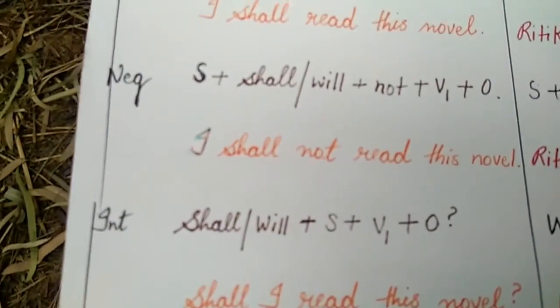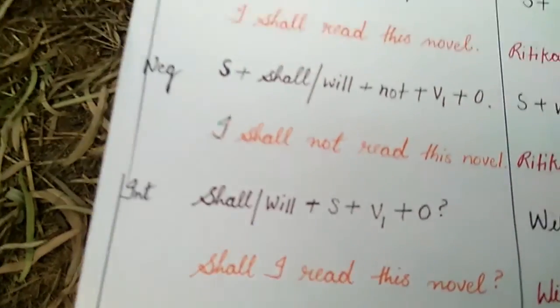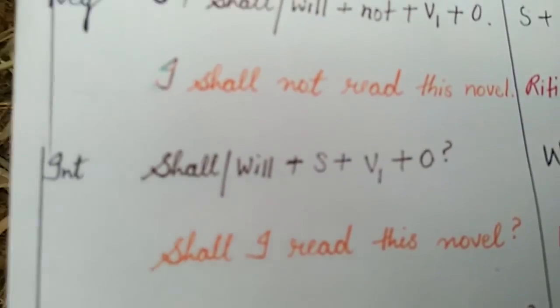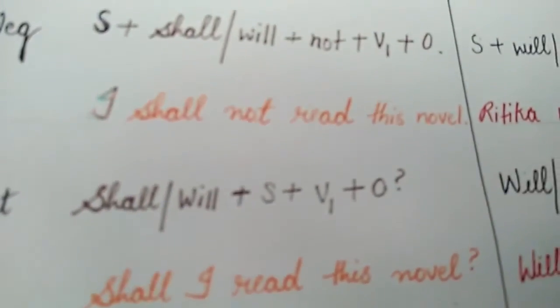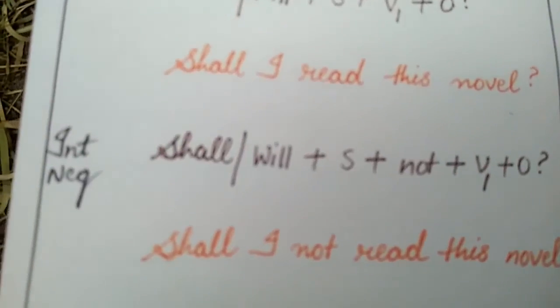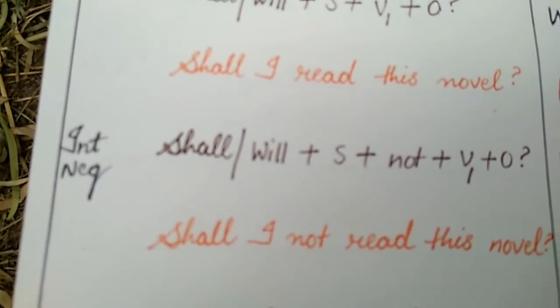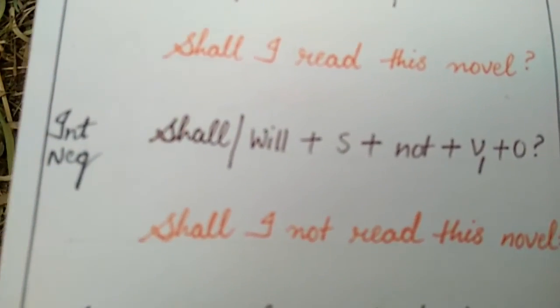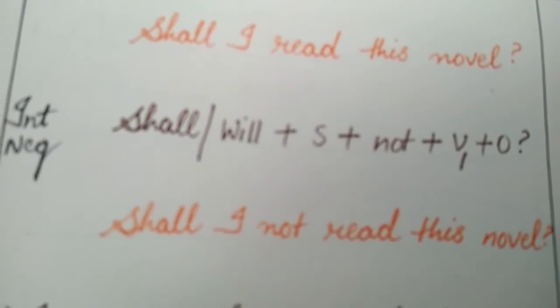Interrogative. Shall / will plus subject plus first form of the verb plus object. For example, shall I read this novel? Interrogative negative. Shall / will plus subject plus not plus first form of the verb plus object. For example, shall I not read this novel?